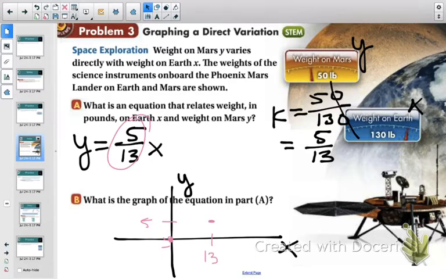And then again it's linear, so it's going to fall in this straight line pattern. Hey, that was a pretty good straight line. So it should look something like that. You just use your slope, or your constant of variation, so go up 5 and over 13. That's what the graph looks like.